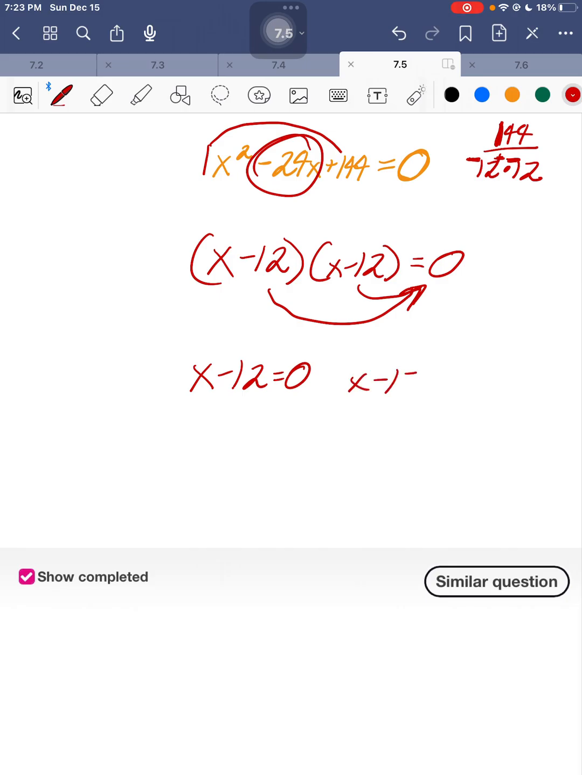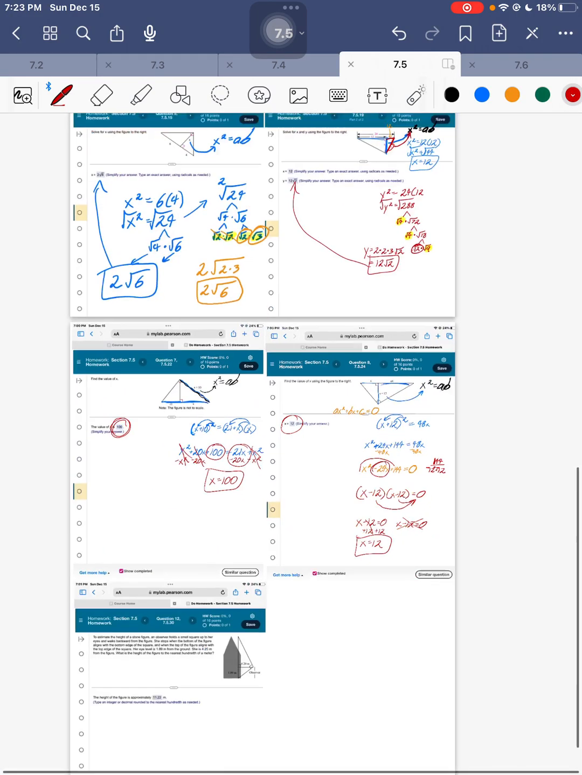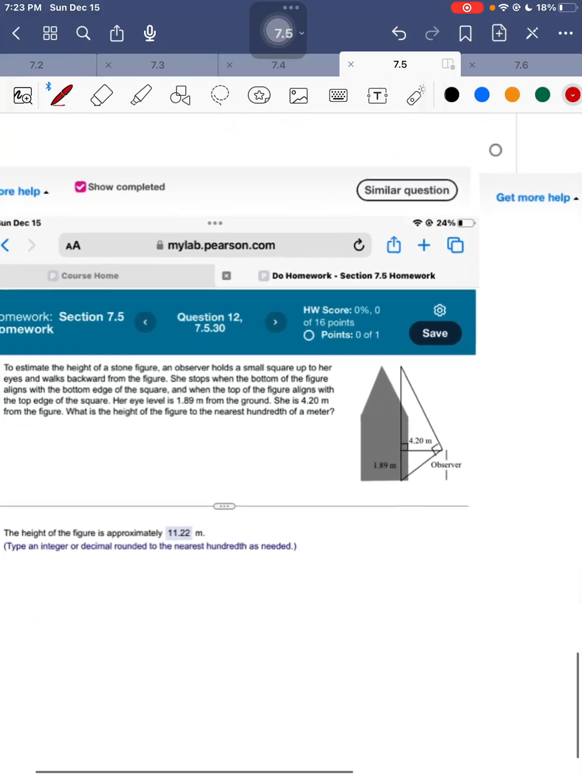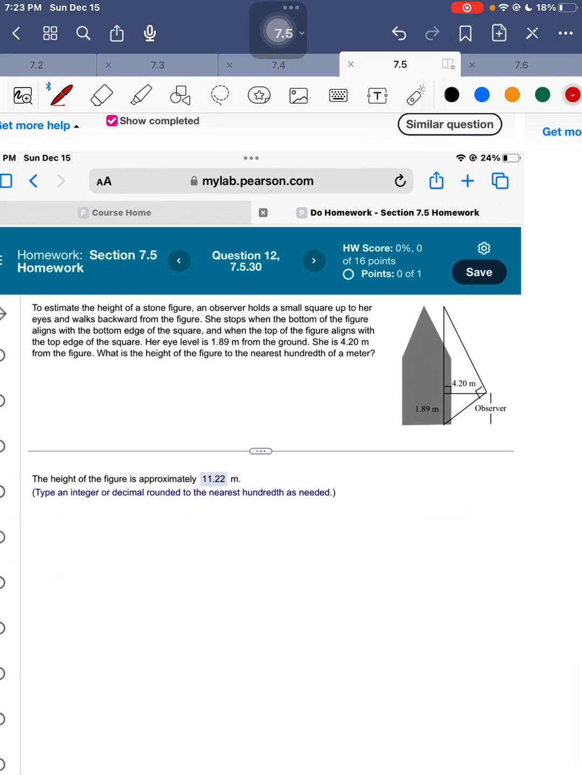And now we got to set this equal to 0 and this equal to 0. So what is x minus 12 equals 0 and x minus 12 equals 0? It's the same thing, right? So we really only need to solve for one of them. So we're going to add 12, add 12. So my x is equal to 12. And what's my x? It's 12. Okay? Good. Now, last one.